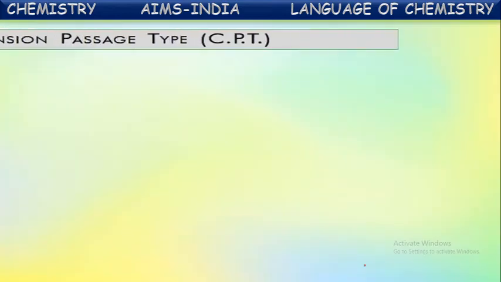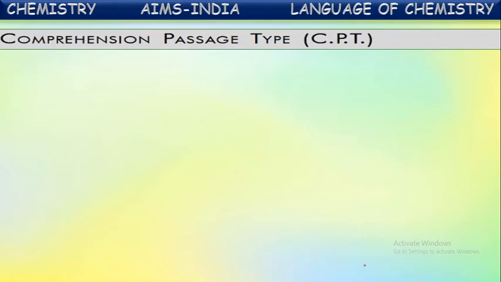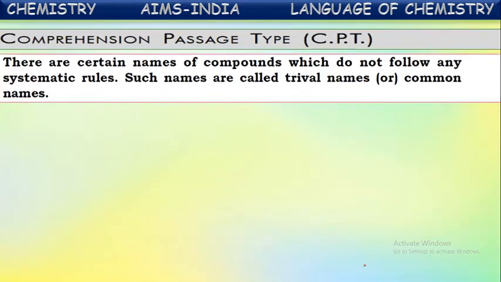Okay, next one. Next type, comprehension type questions. Here they have given a passage. Let us see first the passage given. There are certain names of compounds which do not follow any systematic rules. Such names are called trivial names or common names. Okay, based upon this, let us see the questions given.